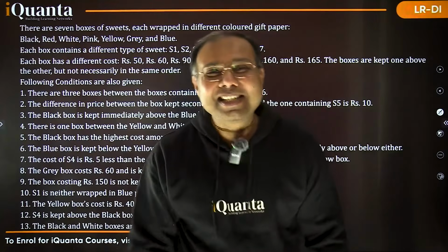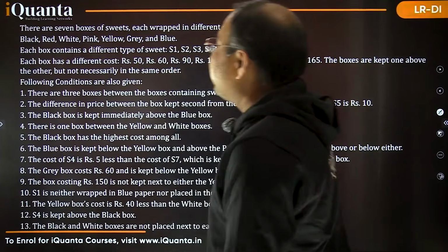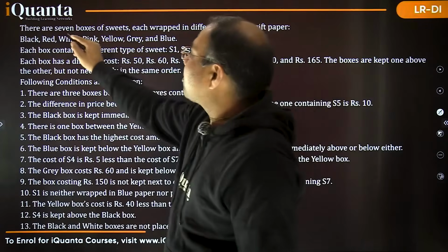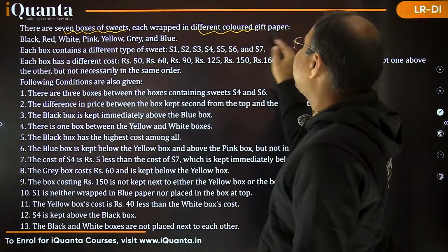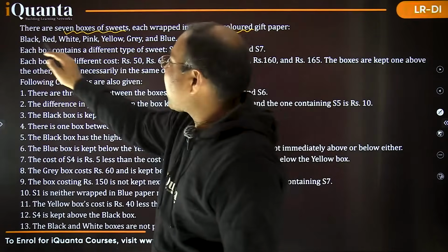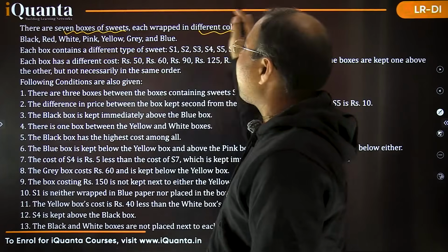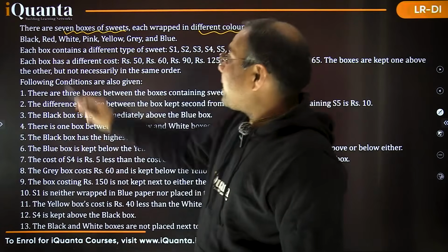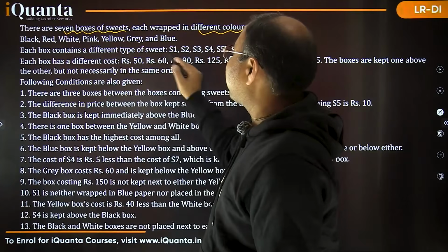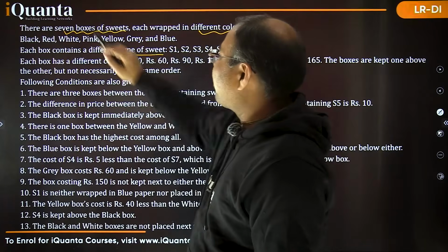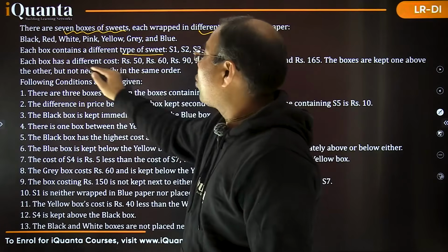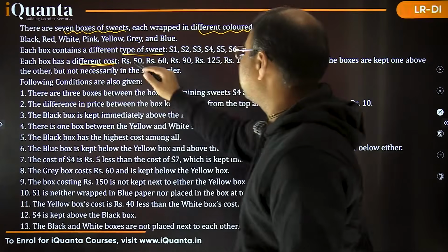Okay, I'm back. So let's read it together. It says there are 7 boxes of sweets, each wrapped in different colored gift paper. And the colors mentioned are black, red, white, pink, yellow. We'll forget them anyway. So each box contains a different type of sweets. So we have the type of sweets, the different colors, and the 7 boxes. Now each box has a different cost. These are the different costs.